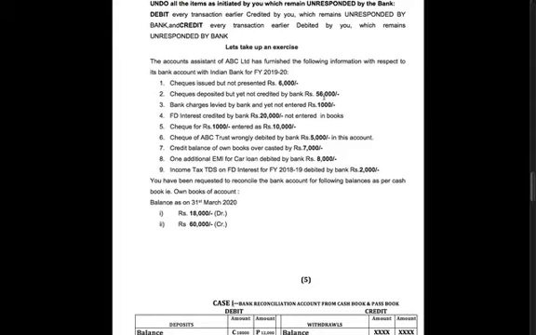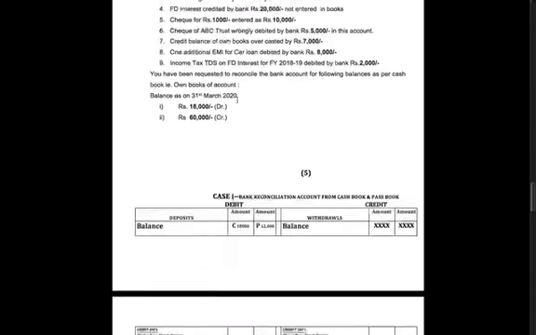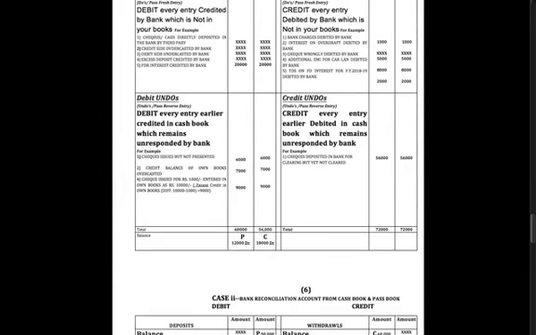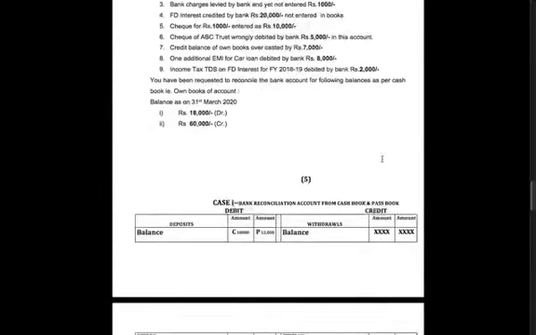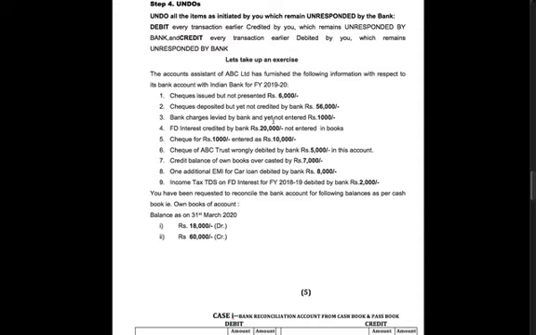Second, check deposited but yet not credited by bank, 56,000. This is again initiated by you because you have deposited the check, but it is not credited by bank. It is appearing in your books. So the entry is initiated by you, but it is not appearing in the books of the bank. That means it is unresponded. And you had debited your bank account by 56,000 while depositing this check. Reverse it. Undo. Credit every entry earlier debited. Okay, so reverse. Checks deposited but not credited by bank, 56,000. Come. Bank charges levied by bank and yet not entered, rupees 1,000.